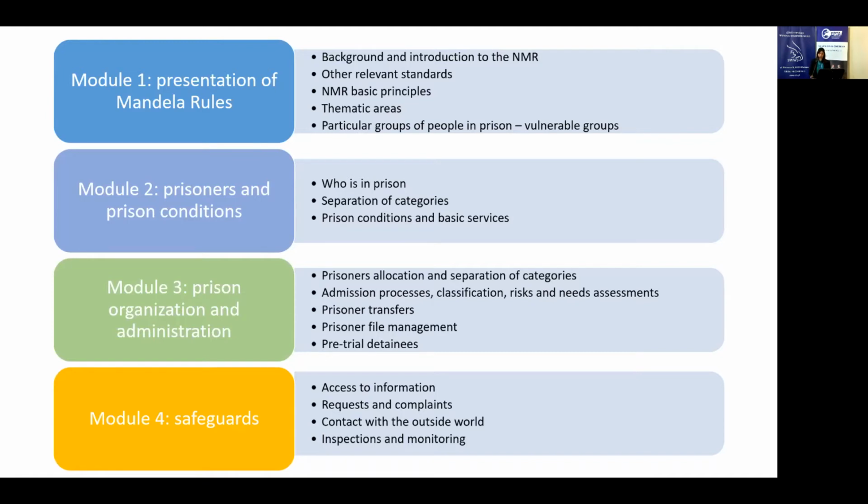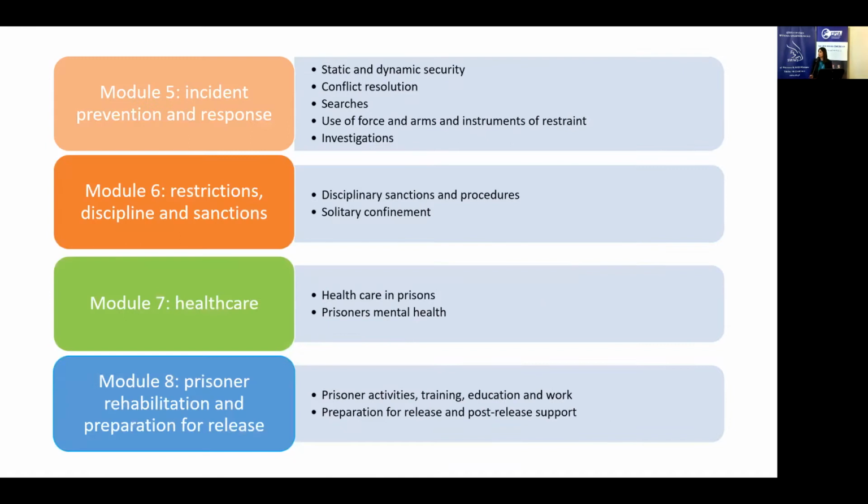Then we have a third module that details the importance of prisoner classification and individual risk and needs assessments, reiterating that sentence plans should be based on individual needs, capabilities, and dispositions. And the fourth module covers specific rights laid out in the Mandela Rules, which provide specific safeguards for people in prison against torture and ill treatment, as well as other human rights violations, such as access to information, how to submit requests and complaints, contact with the outside world, and also inspections and monitoring.